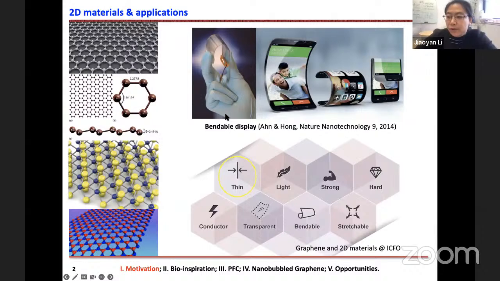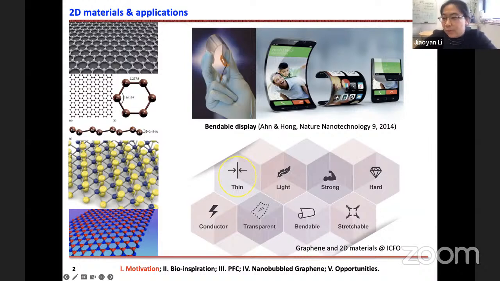2D materials include graphene, silicene, hexagonal boron nitride and molybdenum disulfide. Most of the 2D materials have received a lot of attention because of their superior properties. They are very, very thin, with only a single atomic layer thickness. They are light but strong and hard, and they have various electronic properties covering conductor, semiconductor, and insulator. They are also transparent, bendable, stretchable, and they have been widely used in many applications.